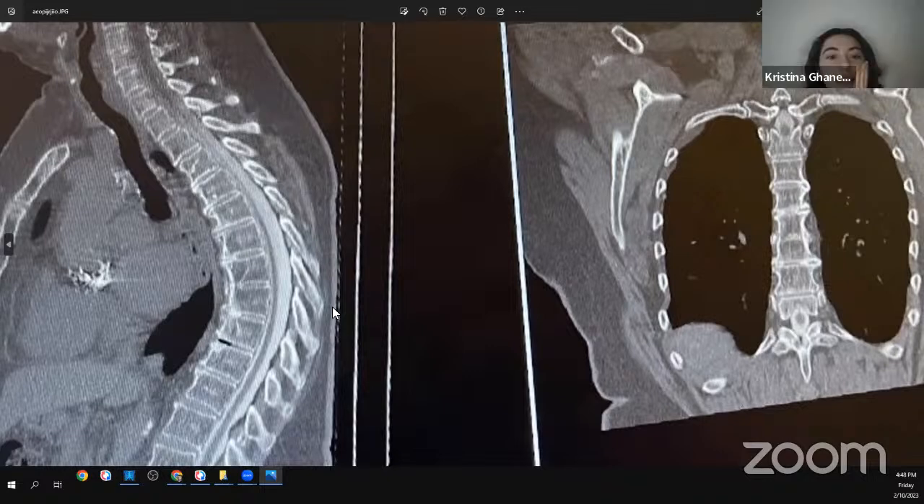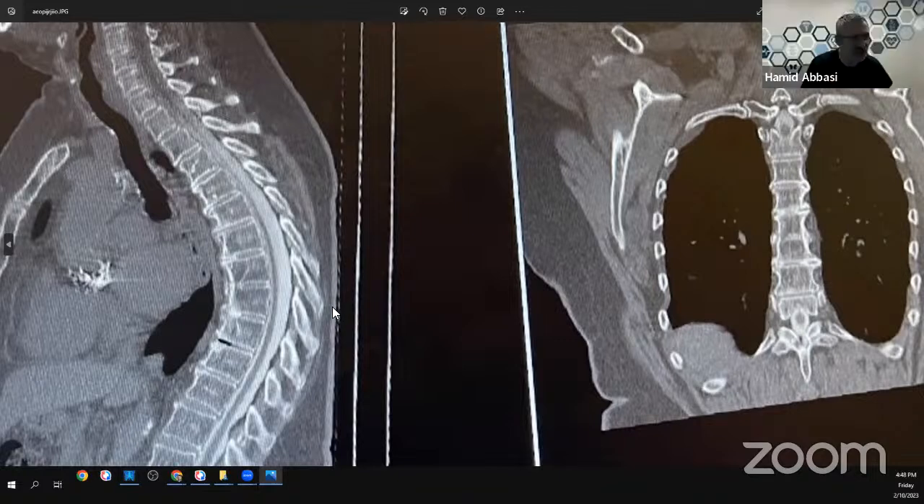Okay, so is this a T2 or a CT? Now, T2 would be MRI. First of all, is it MRI or CT? I'll give you one better. Why does this CT look like an MRI? You're on the right path. Your brain is in the right place.